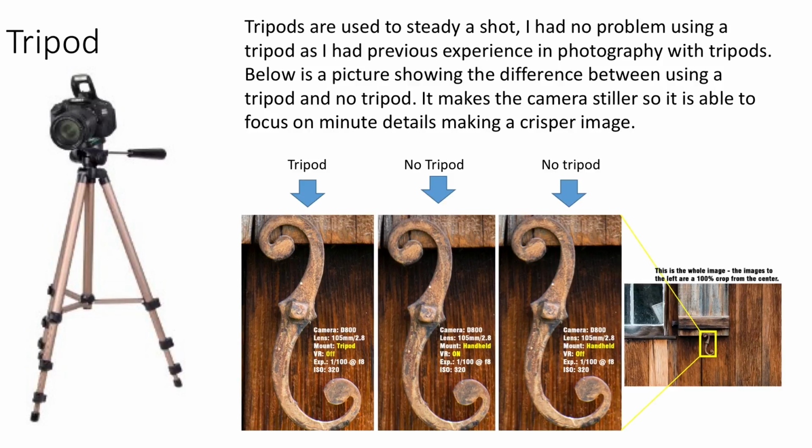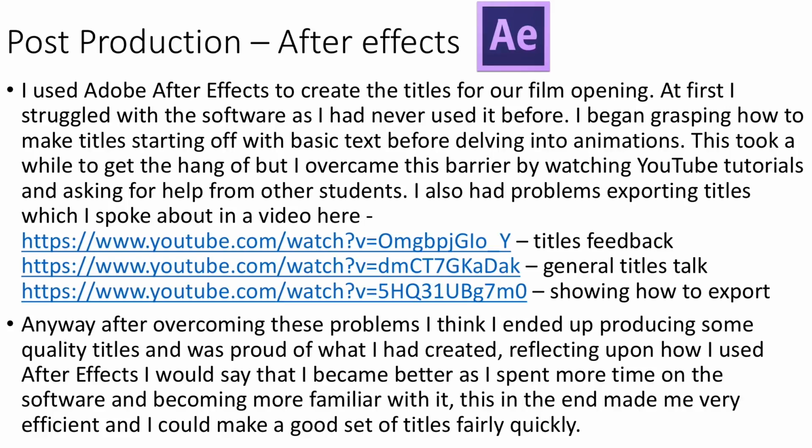As for post-production, I used Adobe After Effects to create the titles for our film opening. At first I struggled with the software as I'd never used it before. I began grasping how to make titles, starting off with basic text before delving into animations. This took a while to get the hang of, but I overcame this barrier by watching YouTube tutorials and asking for help from other students and staff. I also had problems exporting the titles, which I spoke about in a video here.